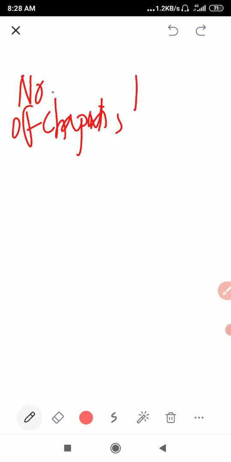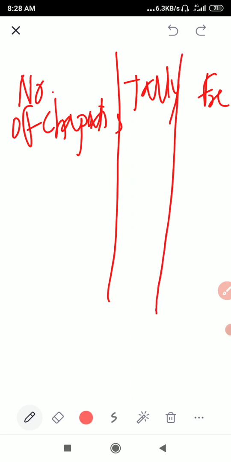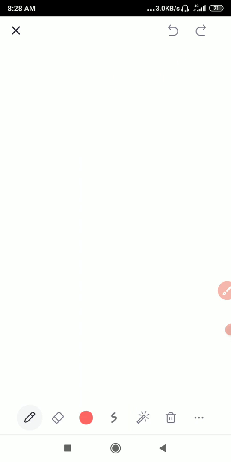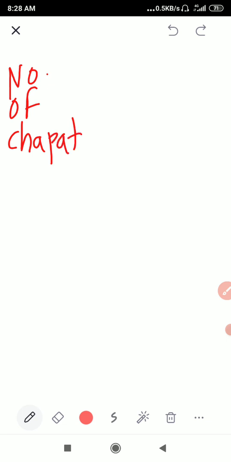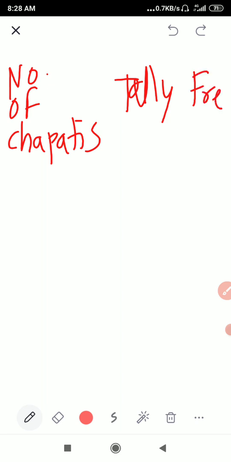The number of chapatis that 30 children in a hostel need at every meal is given below. Make a frequency table for this score. For that, you have to make again 3 columns: number of chapatis, tally marks, and frequency. So here I will clear it, again I will write. Number of chapatis, second is the tally mark, and third is the frequency.